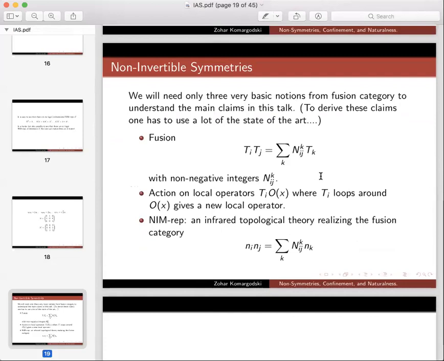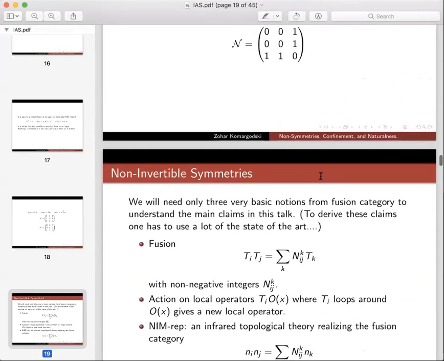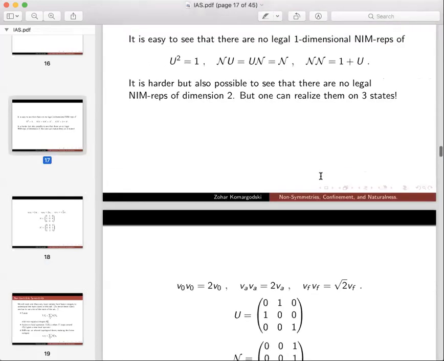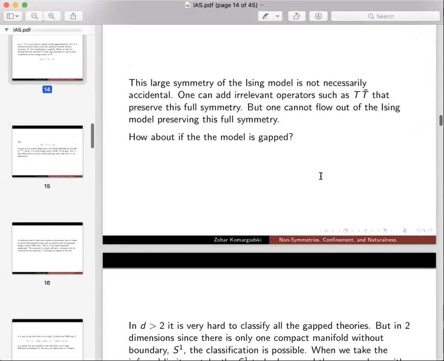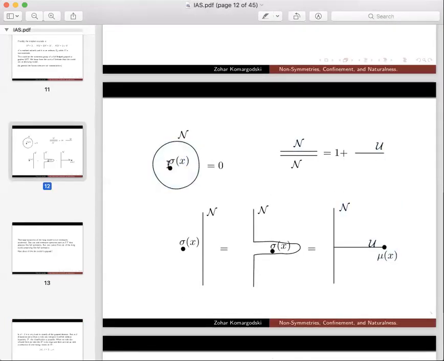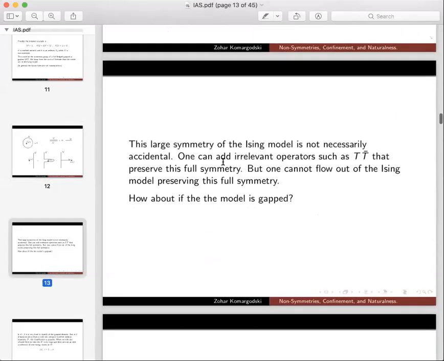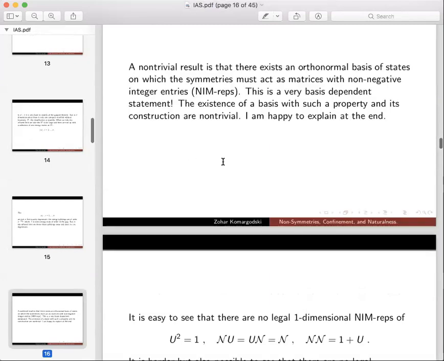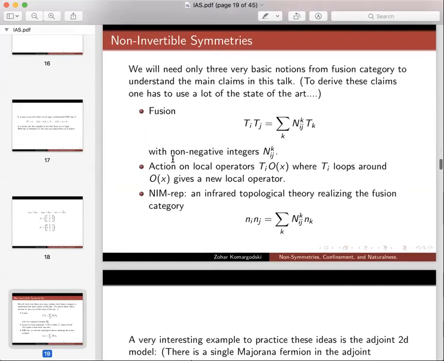Another notion that will be very important is the action on local operators. In any quantum field theory, which doesn't have to be conformal, once you take a local operator, any local operator, like sigma here, and you surround it by a defect, which could be a non-symmetry or a symmetry, doesn't matter, you get some new local operator. That's true in any quantum field theory. And so this is a very important piece of data. So you want to know how your non-symmetries act on local operators.